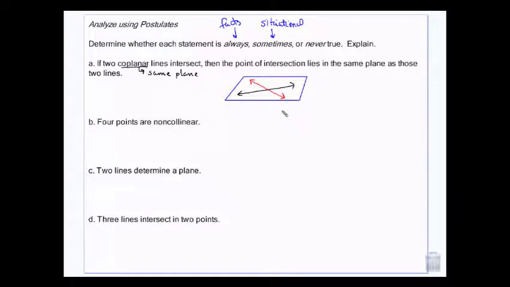Okay, so on our flat piece of paper, we've taken a marker and we've drawn two lines and they're intersecting. The point where they intersect, is that going to be on that same piece of paper? Because the two lines are on the paper that represents our plane, where they intersect is also on that paper. So this isn't always.